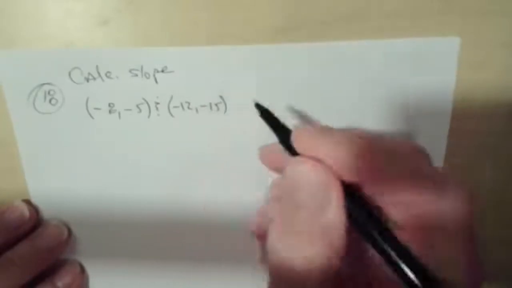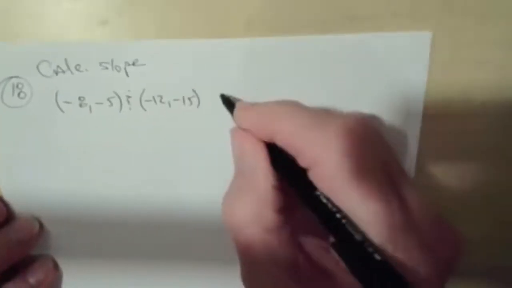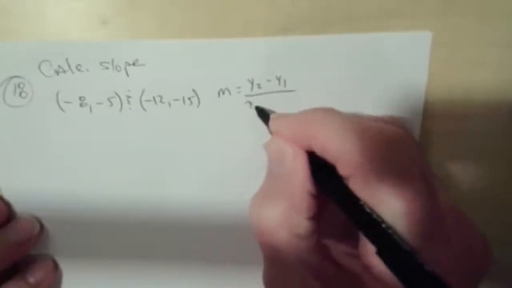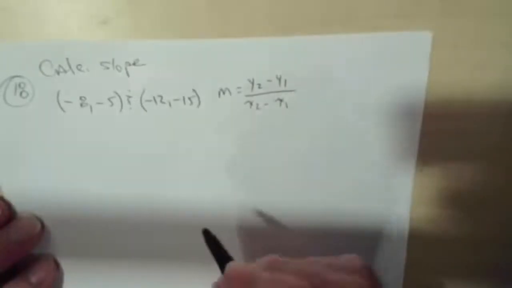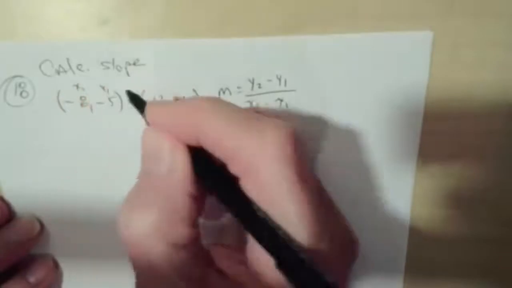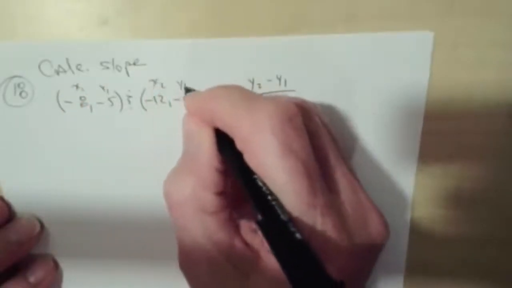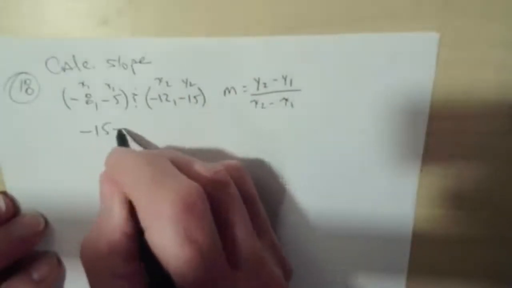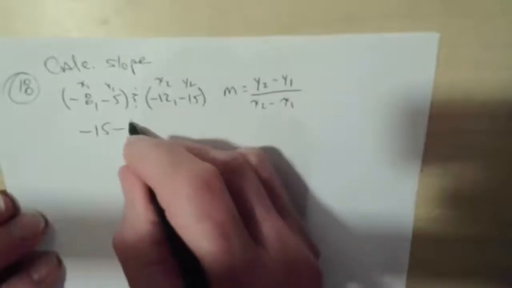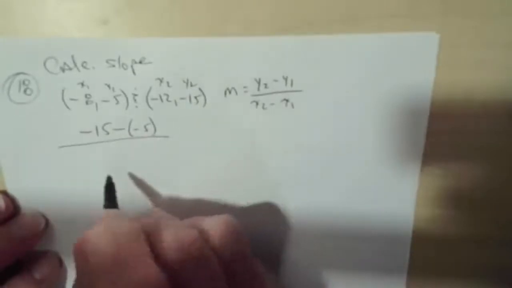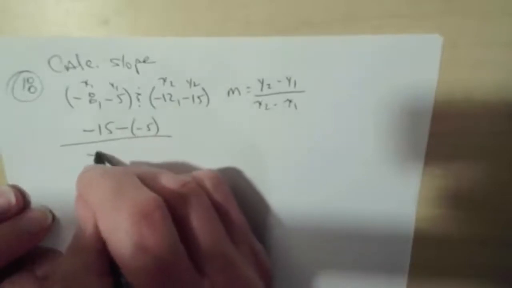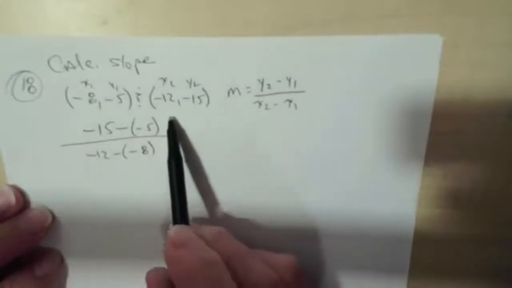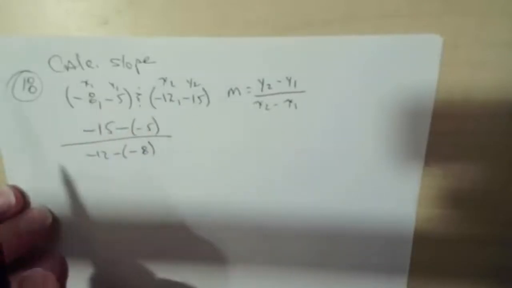Okay, now slope is y2 minus y1 over x2 minus x1. x1, y1. x2, y2. So y2 is negative 15 minus y1, minus 5, over x2, which is negative 12 minus negative 8, right? x2, x1. I hope I did that right.